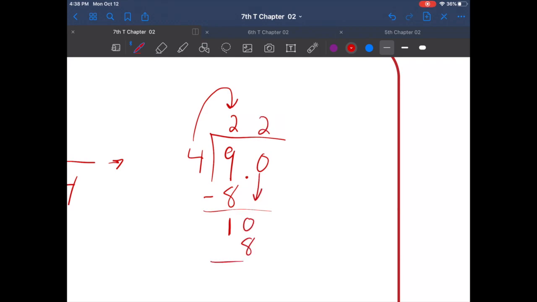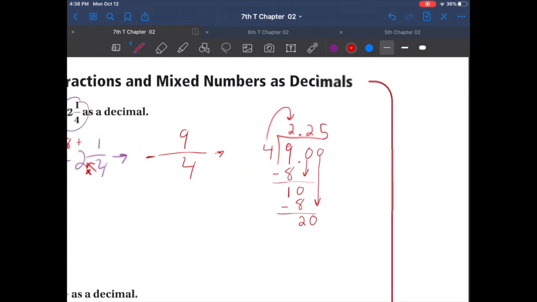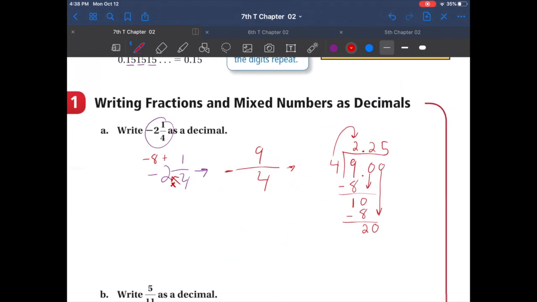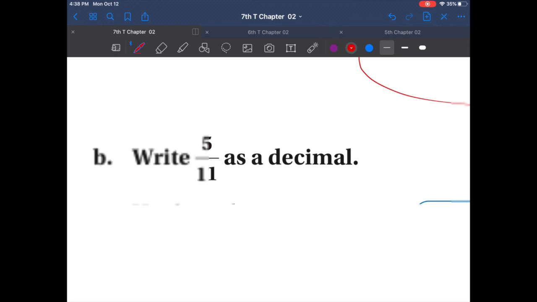Can 4 go into 10? Yes, it can. 2 times. 2 times 4 is 8. We subtract that. 10 minus 8 gives us 2. Can 4 go into 2? No. Add a 0. Bring that down. Can 4 go into 20? Yes, it can. It can go into there 5 times. So the answer for this problem, turn negative 2 1/4 into a decimal, is negative 2.25. Okay? Let's try another one.